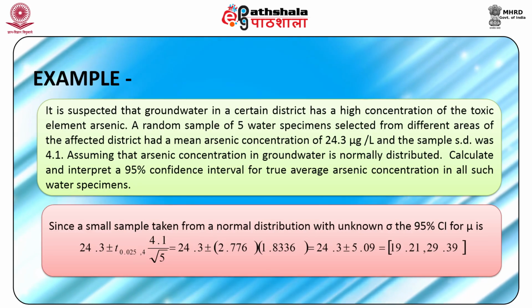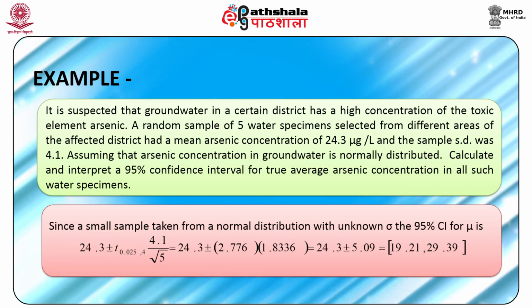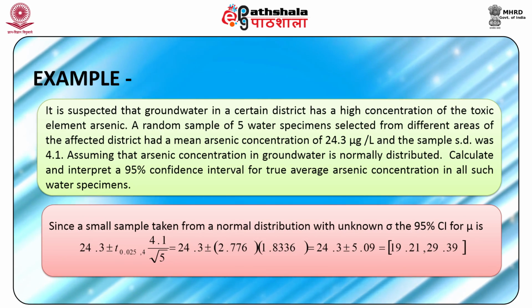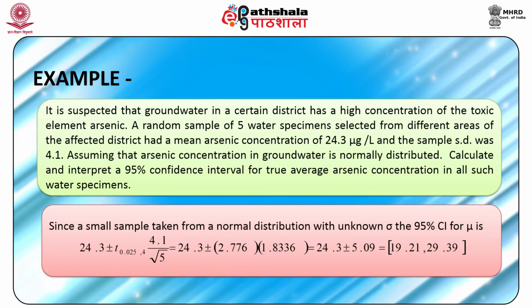Let us take an example to understand this. This is our example 5. It is suspected that groundwater in a certain district has a high concentration of the toxic element arsenic.